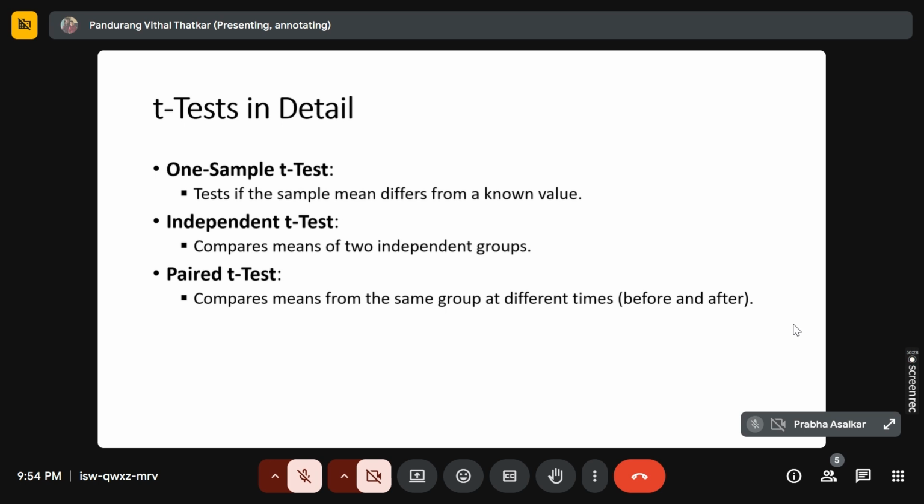Then one sample t-test tests if the sample mean differs from a known value. We have some known value and we have to compare the mean of a single sample with that known value. In the case of independent t-test, we compare means of two independent groups, and in case of paired t-test, we compare means from the same group at different times, that is before and after, or sometimes we have naturally paired data. That is, suppose we compare two variables of the same subject. In that case, we can again use paired sample t-test.